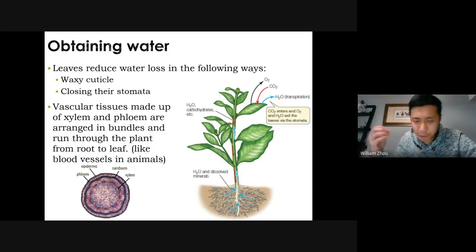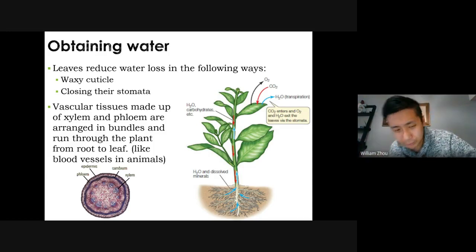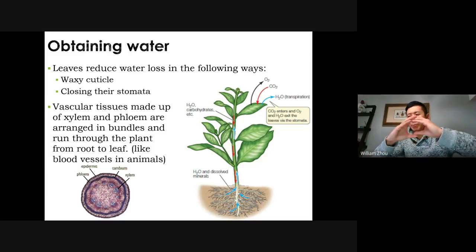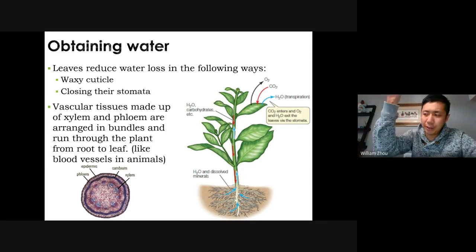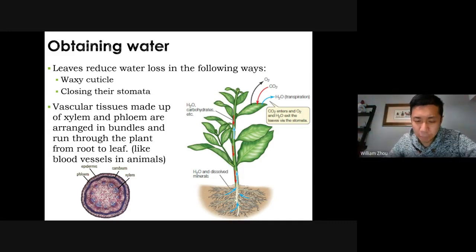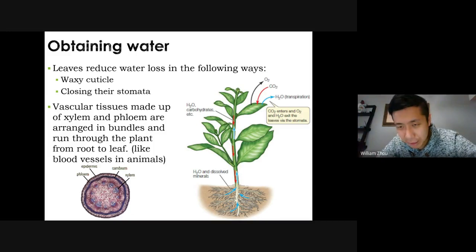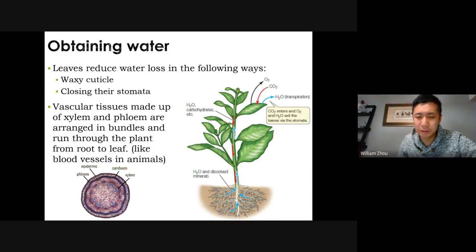And also, when you suck up the water from the root, the xylem and the phloem are arranged in bundles. It's like they are wrapped together into one big blood vessel. Half of it is xylem, half of it is phloem. And they will run up the plant into the leaves so that water ultimately gets from the ground into the leaves, which are then used for photosynthesis.